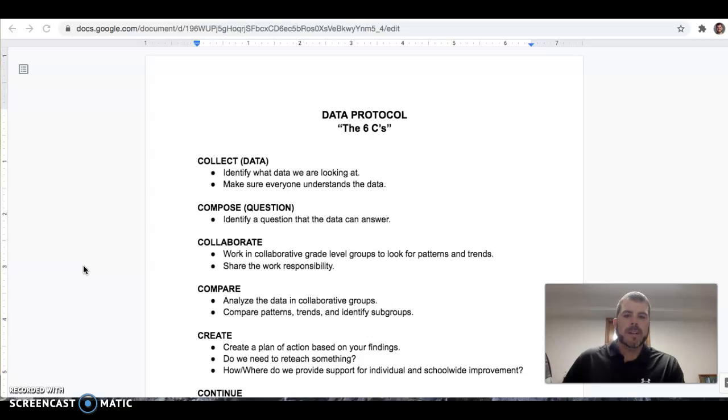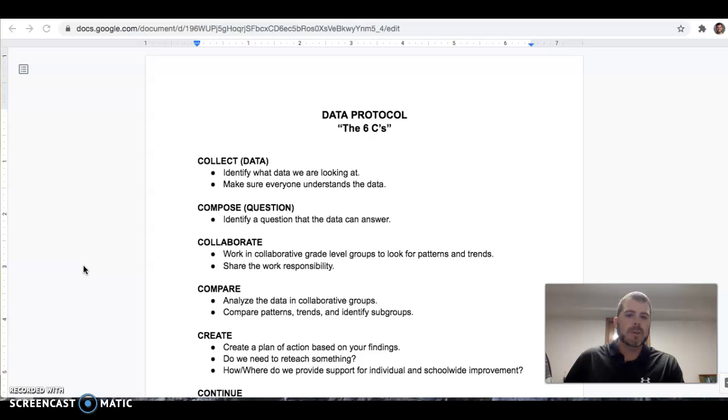What I've tried to create here is a tool that would be beneficial and helpful to our staff. So let's dive right in. Our first C is to collect. We're going to collect the data. We're going to identify what data we are looking at, and we're going to make sure everyone understands the data.